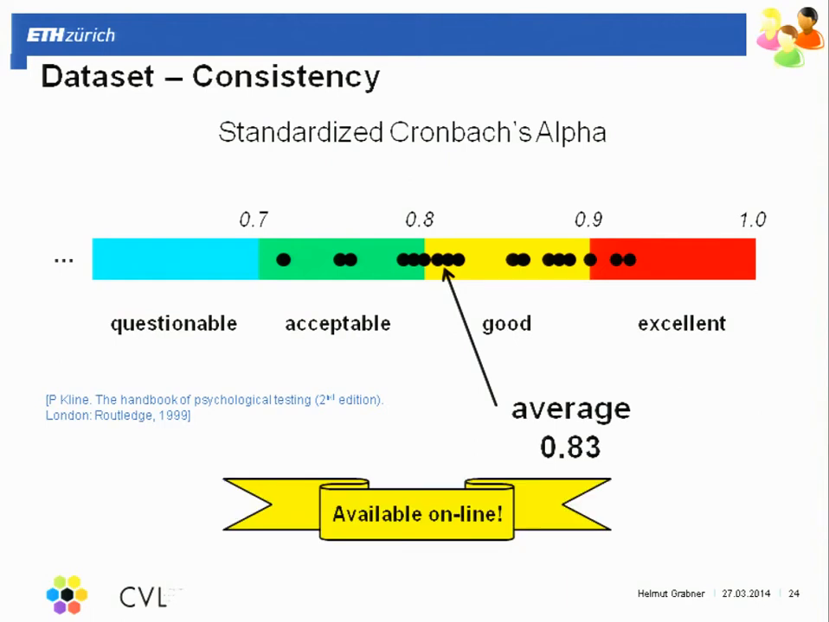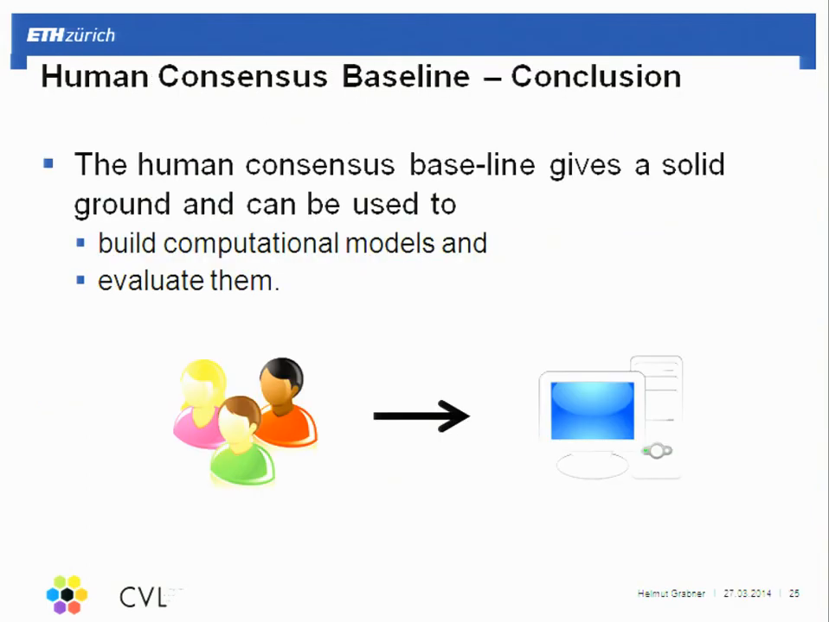So to sum up, you're the machine learning experts. If you like to play around with this kind of data, download it. It's free for everyone. Feed it into whatever your favorite machine learning algorithm is, and you can try to mimic human interest, at least on these webcam sequences. To wrap up the first part, this human consensus baseline, which we got from the humans, gives us a solid ground to train models and later on evaluate or cross-check them.